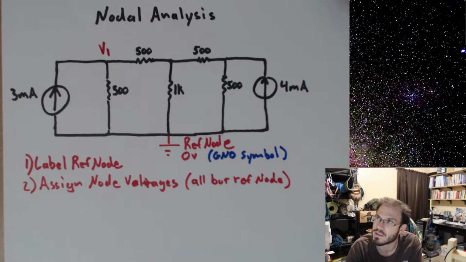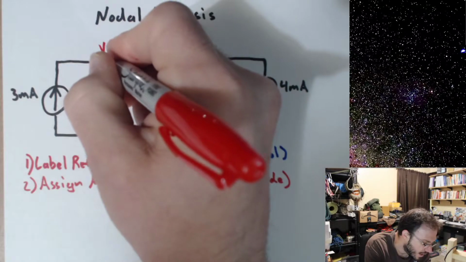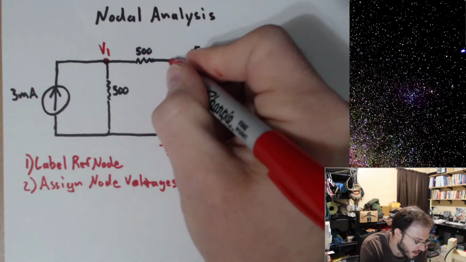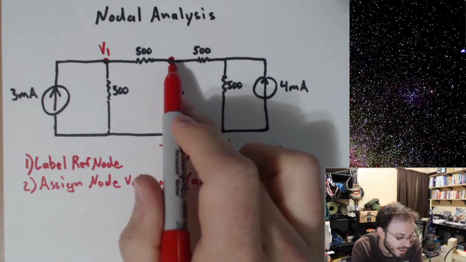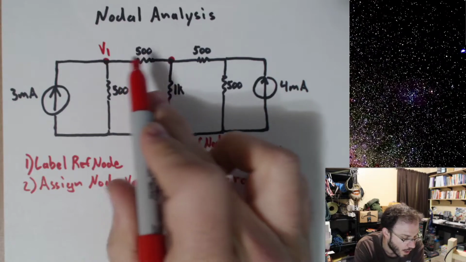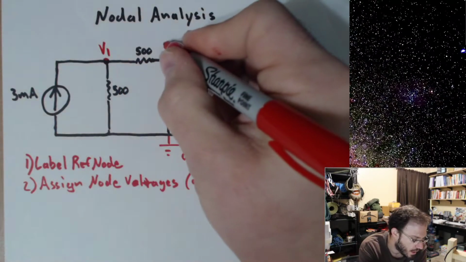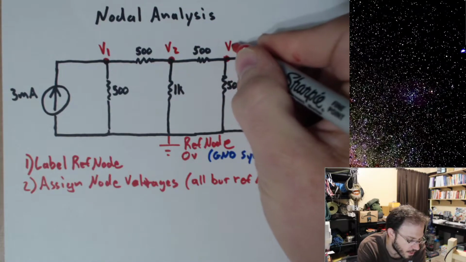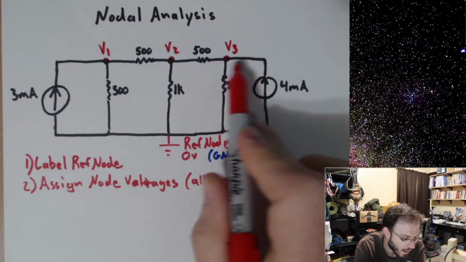We don't know what these voltages are yet. This is what we're solving for, but I know that this point right here is going to have a different voltage than over here. Same thing with this point over here. I have a different voltage here. I know that because I will get a voltage drop across this 500 ohms. So I'll label this as V2 and over here as V3, because this point has a different voltage as well.